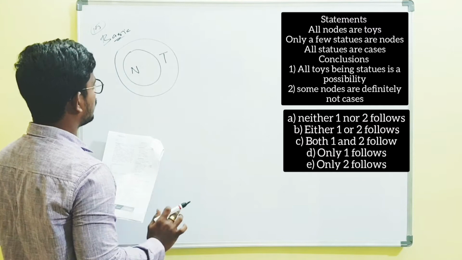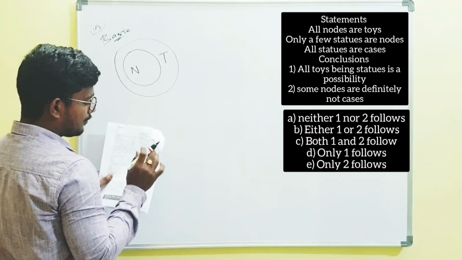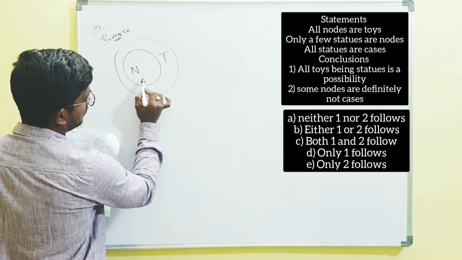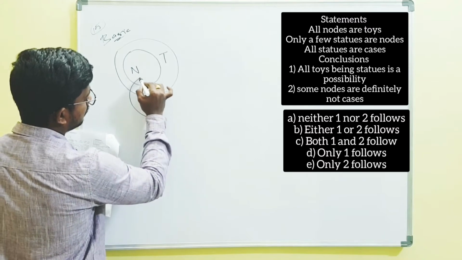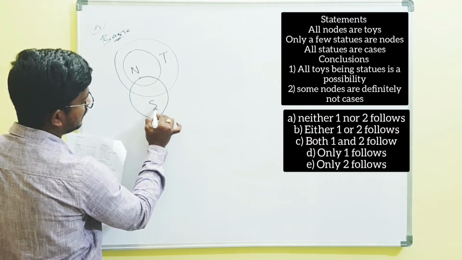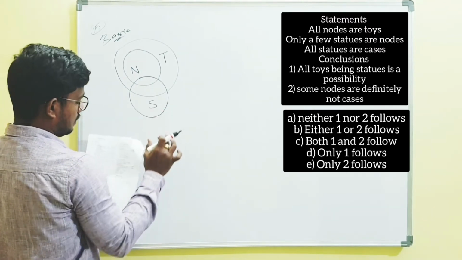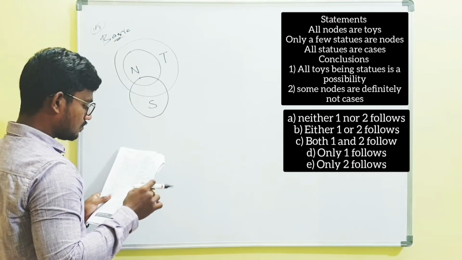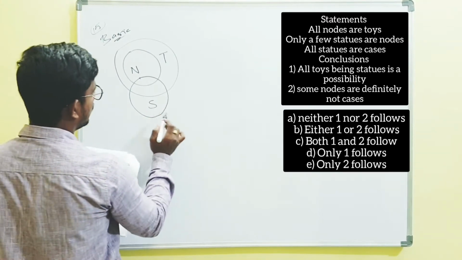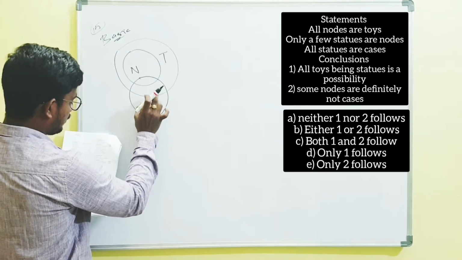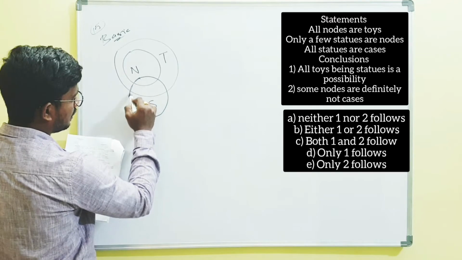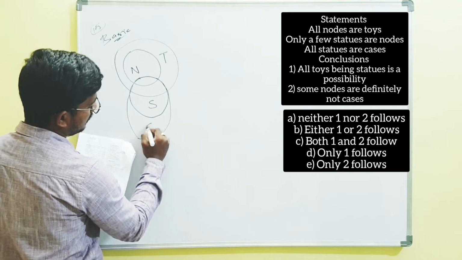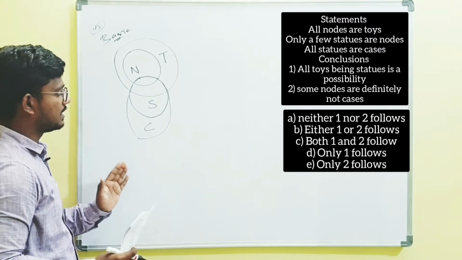Only a few statues are notes. See here, only a few statues are notes means some notes are statues. Notes are in this part. So I am taking statues as this one and indicating statues as S. In this diagram, some notes are statues is verified. All statues are cases. To show all statues as cases, we have to write in this way. So my basic diagram is established here.